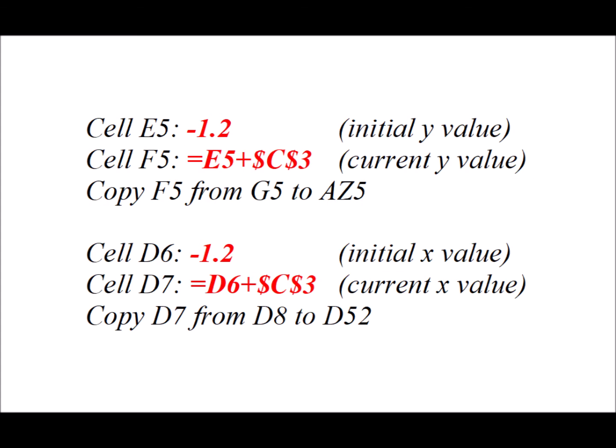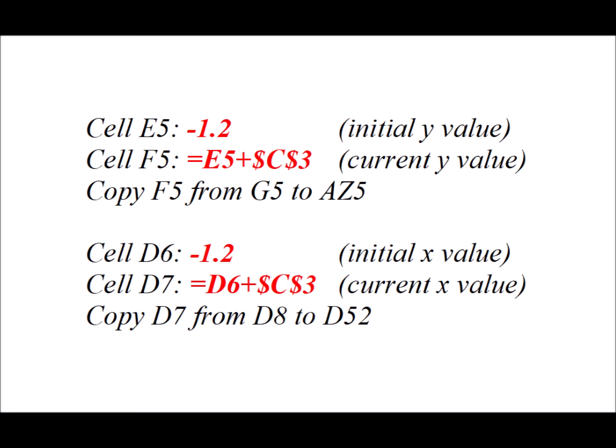Then in cell E5, we put a numerical value, minus 1.2, so that's going to be the lowest y coordinate value. In cell F5, we put the formula equals E5 plus $C$3. So that's going to give us the current y value, because remember, $C$3 was that distance increment. Then we're going to copy cell F5 from G5 to AZ5.